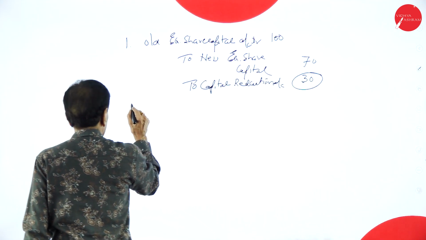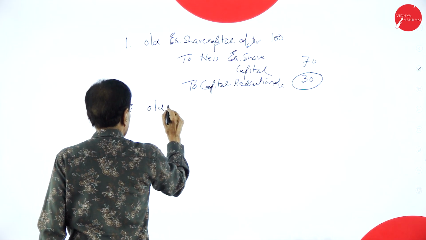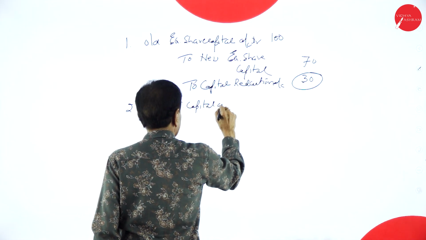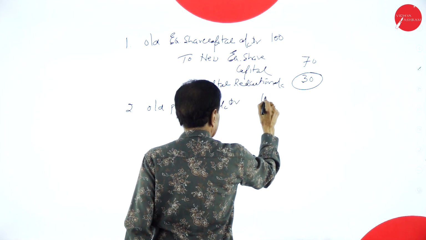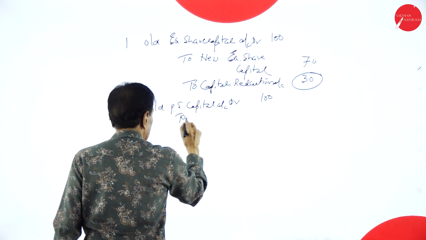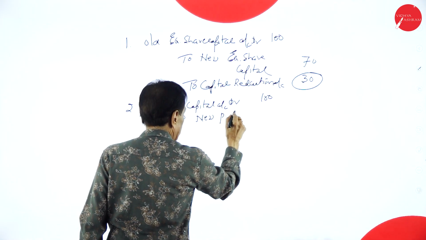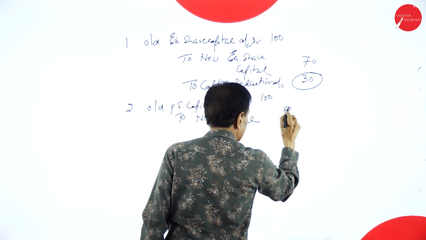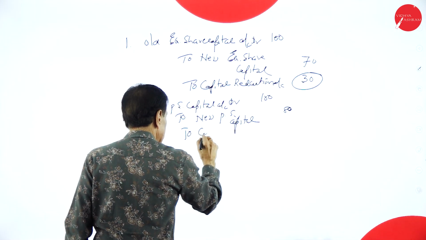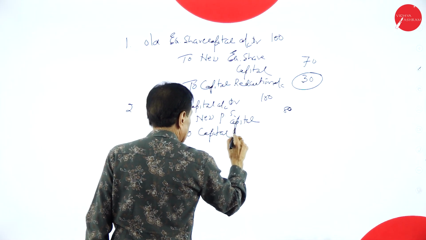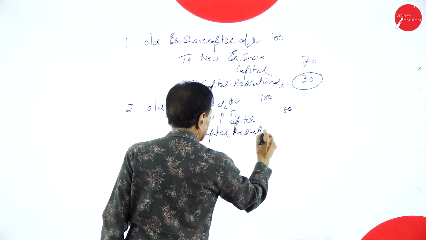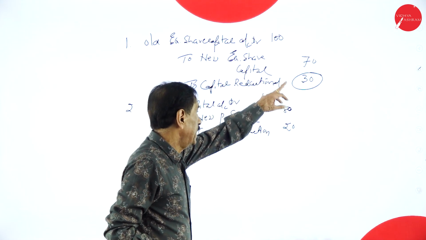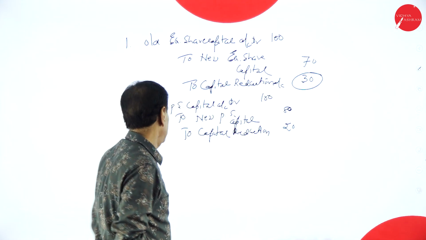Next entry: old preference share capital account debit 100, to new preference share capital 80 rupees, to capital reduction 20 rupees. You can utilize 20. So we can take here 30 rupees, and you can take 20 rupees.